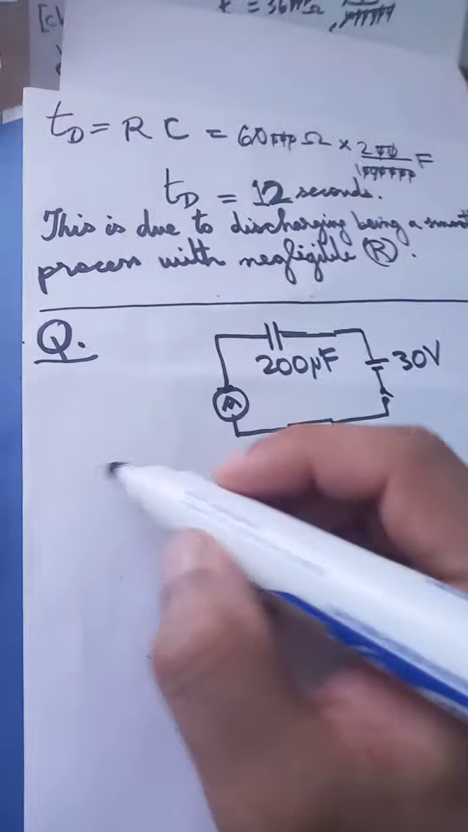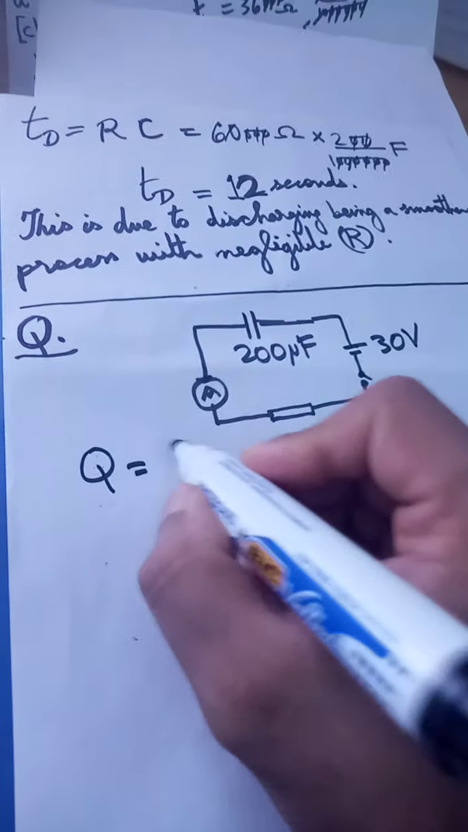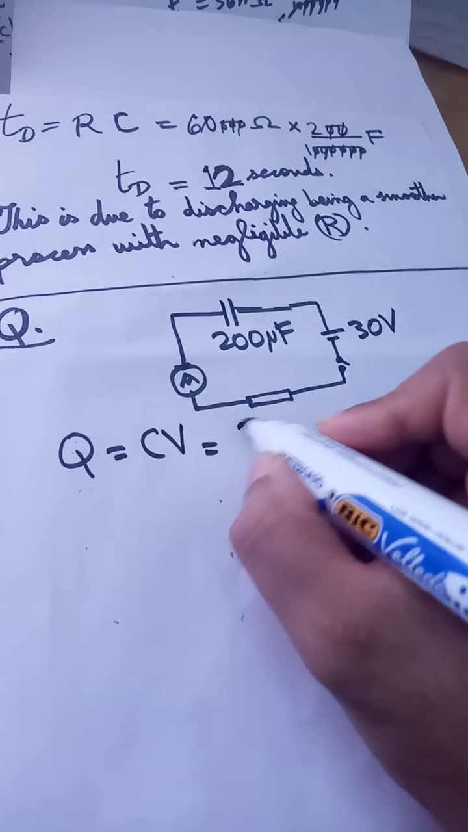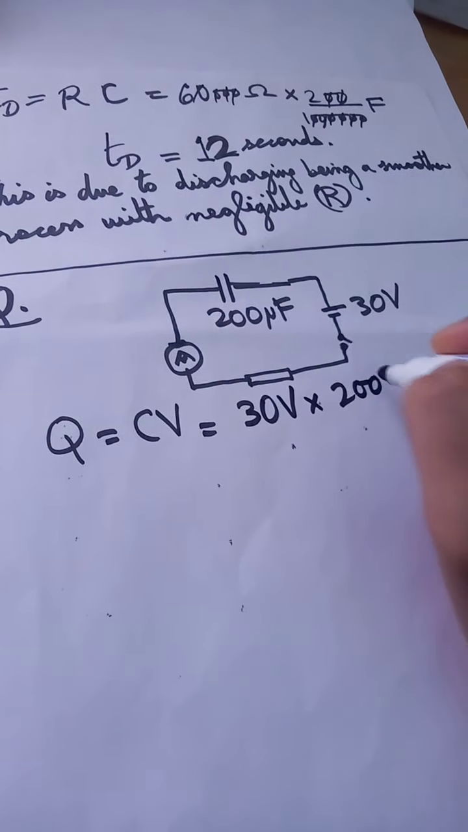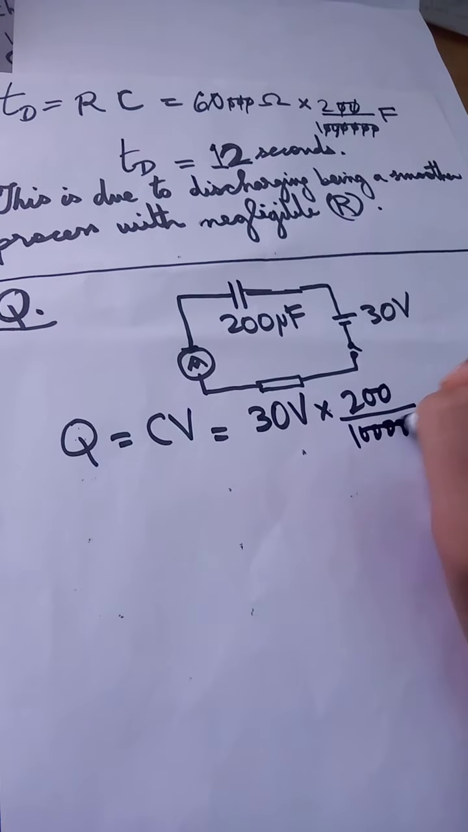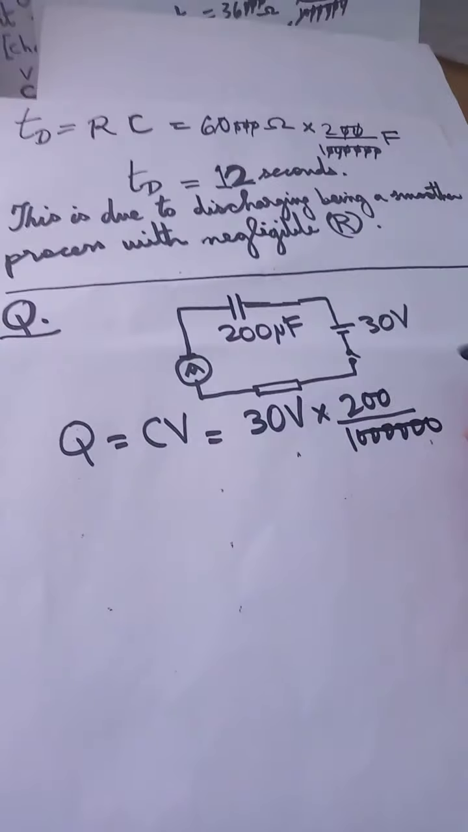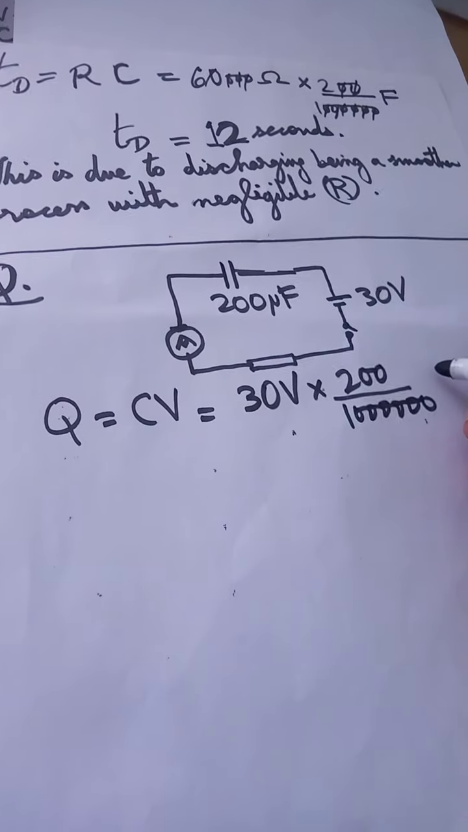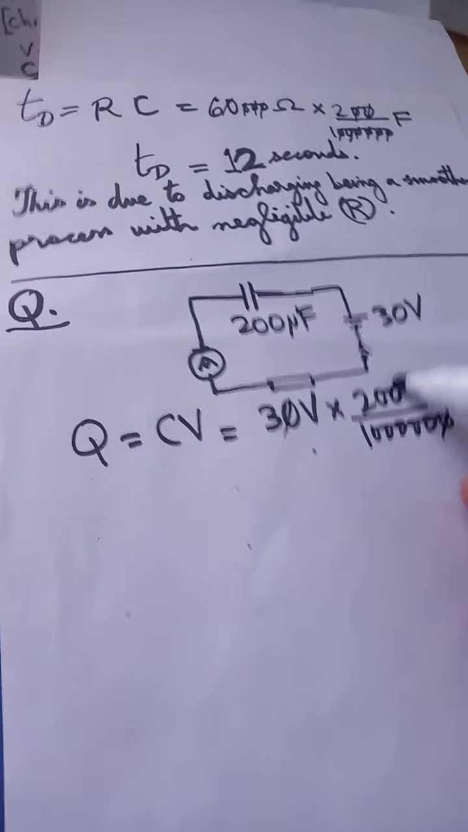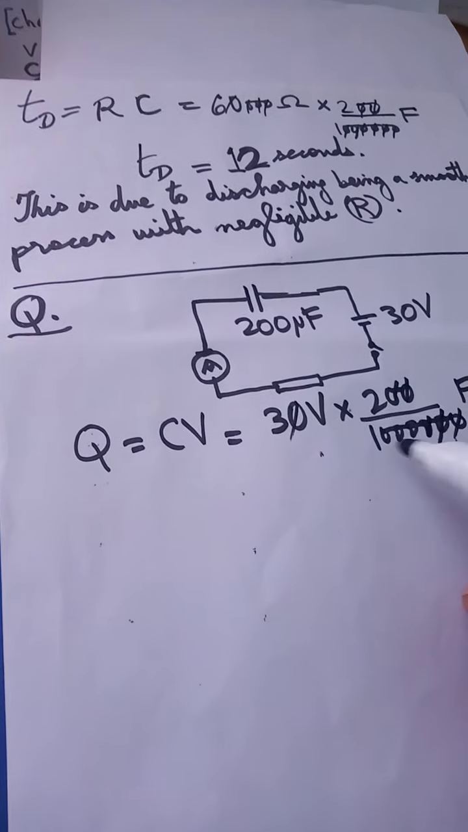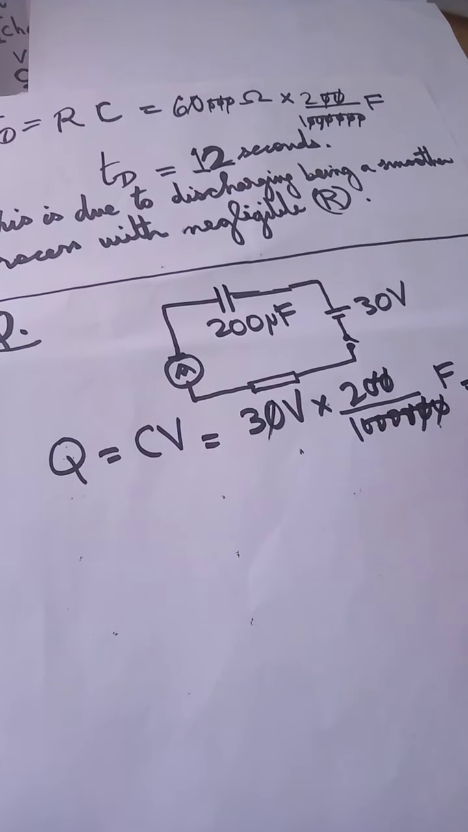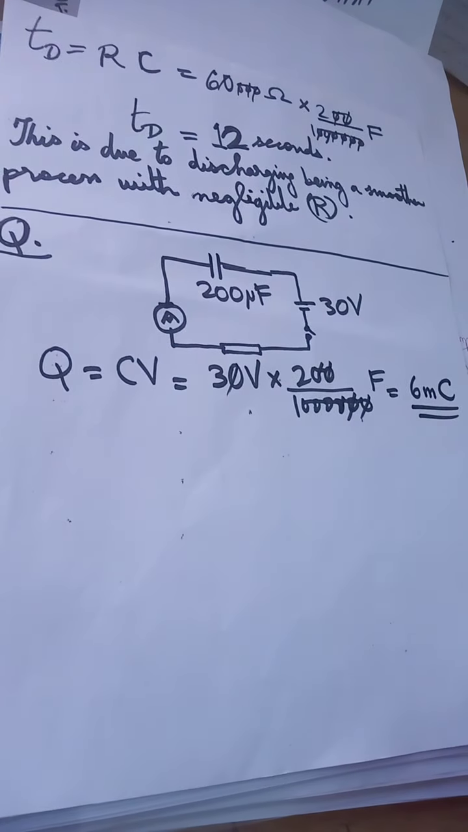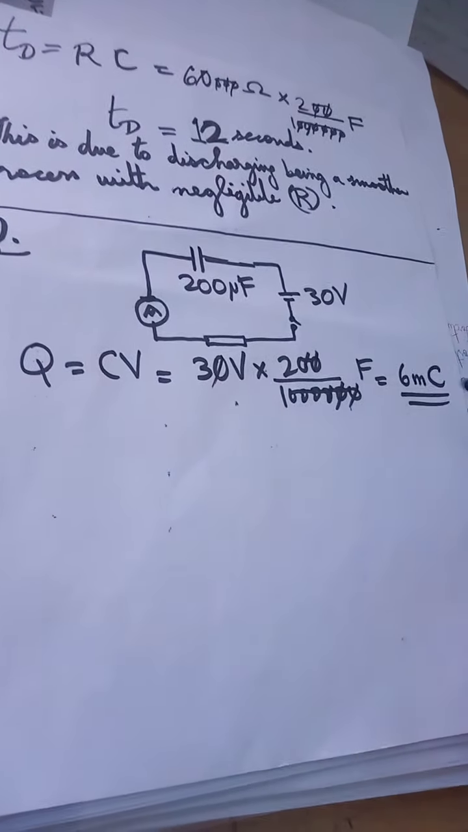Can you calculate the charge for me, please? Charge would be Q equals CV, 30 volts times 200. Sorry, I'm using the same numbers over and over again for simplicity purposes, to reduce the need for a calculator. 6 over 1,000, so that'll be 0.006 coulombs, and that'll be 6 millicoulombs. So I took this and this, multiplied it, and I got the 6 millicoulombs.